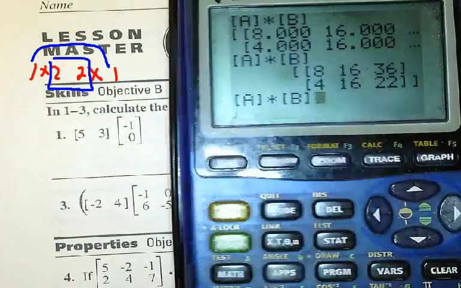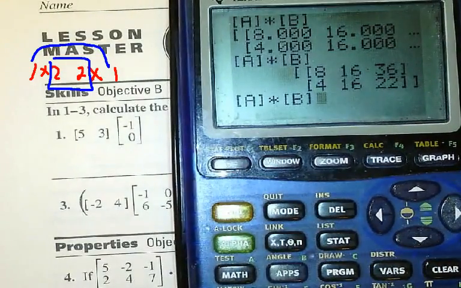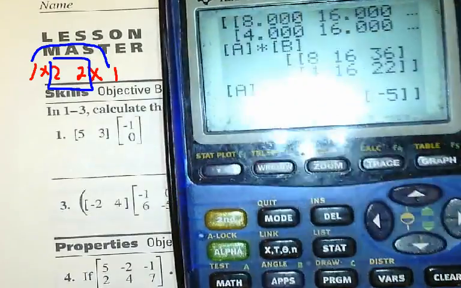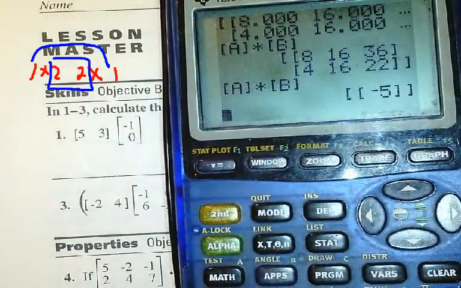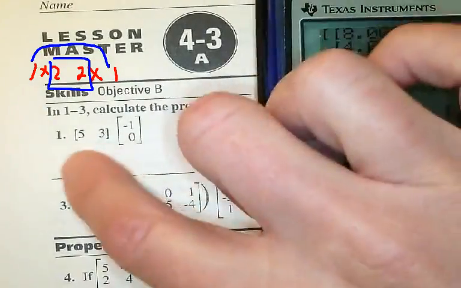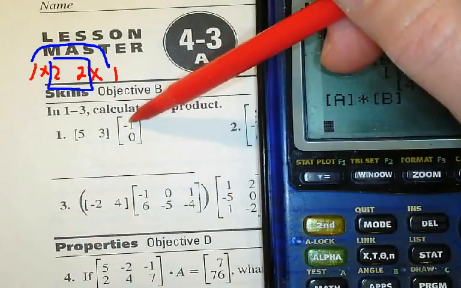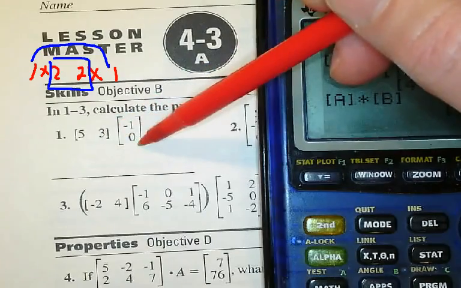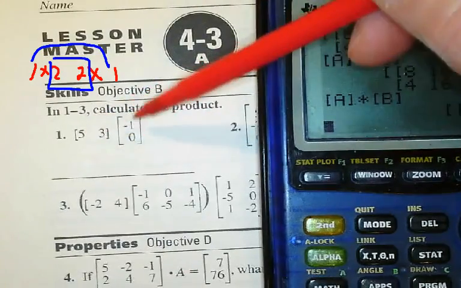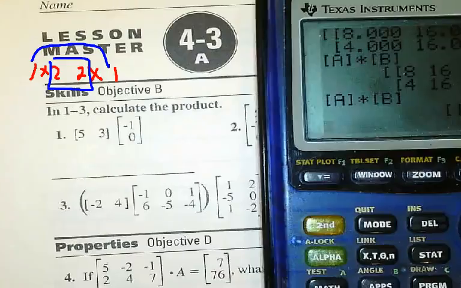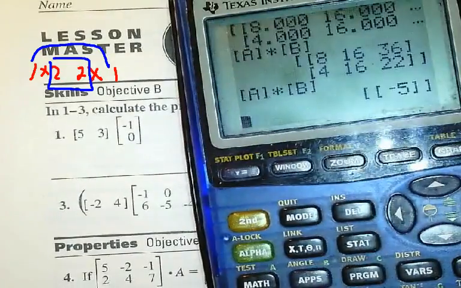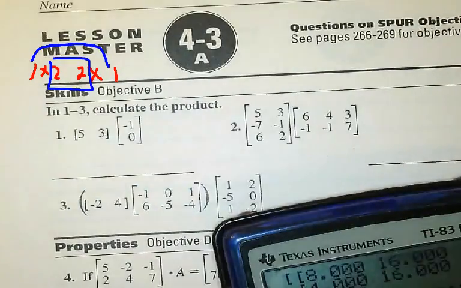So I type it in there, A times B, and what do I get? Da da da da! -5. Remember, all they're doing is taking the first one, 5 times this, and the second one, 3 times that, and then adding them together. So that's -5 plus 0 is -5. So the answer is -5. Yay! Let's do it again.